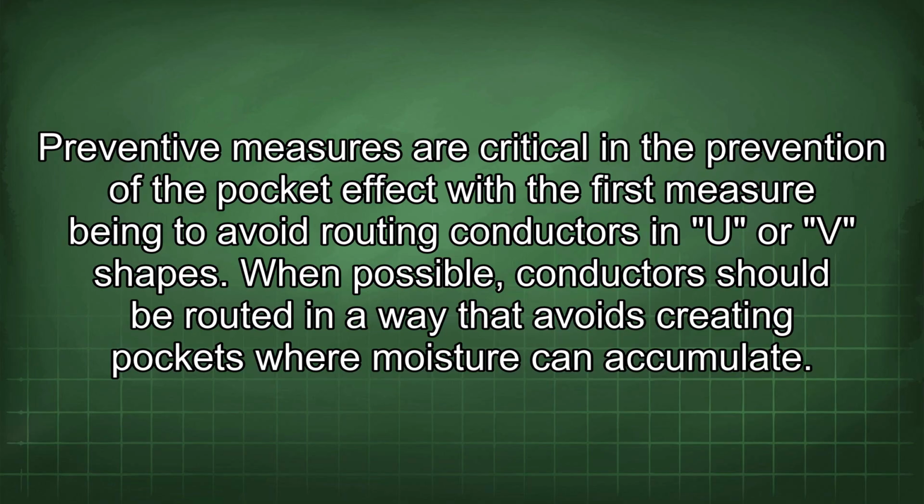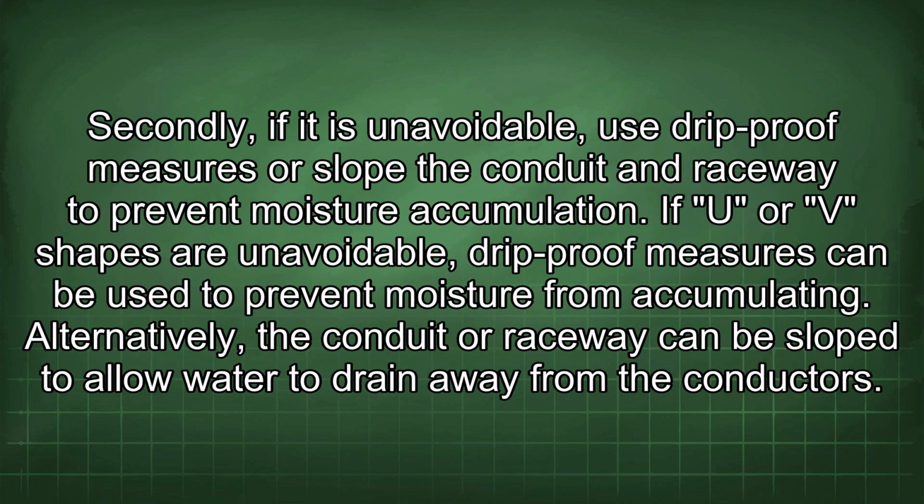Preventive measures are critical in the prevention of the pocket effect, with the first measure being to avoid routing conductors in U or V shapes. When possible, conductors should be routed in a way that avoids creating pockets where moisture can accumulate. Secondly, if it is unavoidable, use drip-proof measures or slope the conduit and raceway to prevent moisture accumulation. If U or V shapes are unavoidable, drip-proof measures can be used to prevent moisture from accumulating. Alternatively, the conduit or raceway can be sloped to allow water to drain away from the conductors.